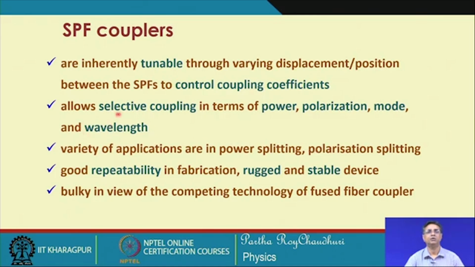If it can split the wavelength, we call it a wavelength multiplexer or demultiplexer. We will see this with the fused fiber coupler example. Power splitting is simply beam splitting, which is very common. Polarization splitting, that is TE and TM polarizations, can be separated out using this. There are technologies and methods.